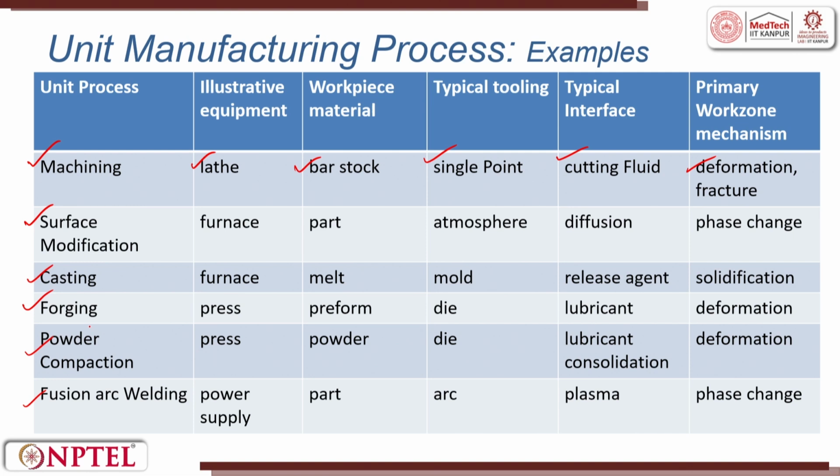And let me take just for example for forging. The equipment is press, the work material is preform, the typical tooling is a die that converts it into the desired shape, typical interface to the material is lubricant, and what is the primary work zone or mechanism here? It is deformation that happens. So these are certain examples of the unit manufacturing processes. These are all unit manufacturing processes given in the first column.